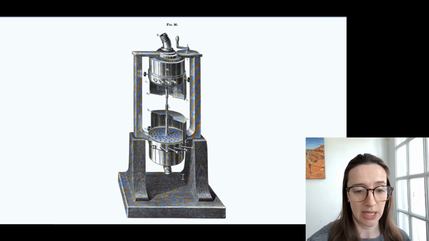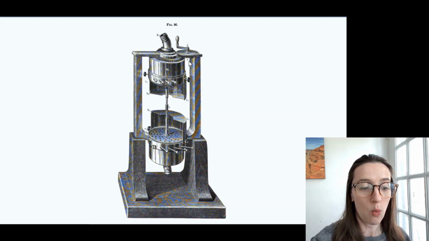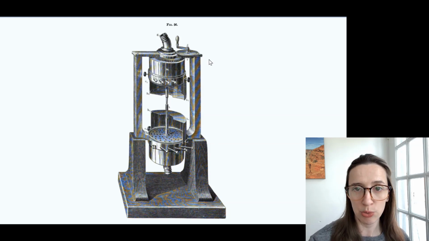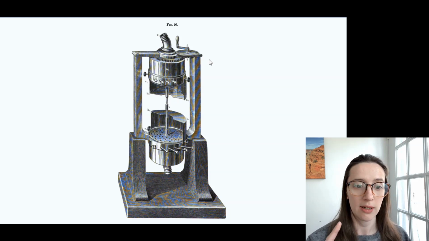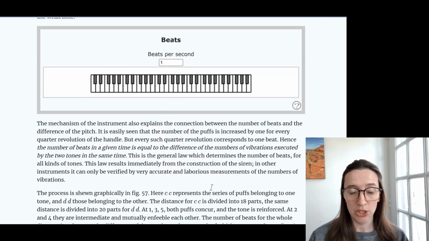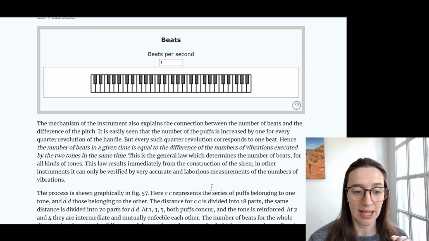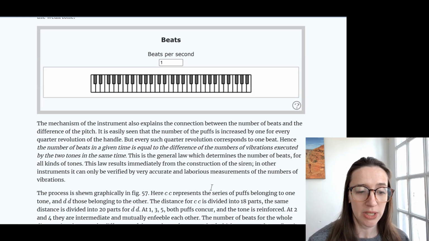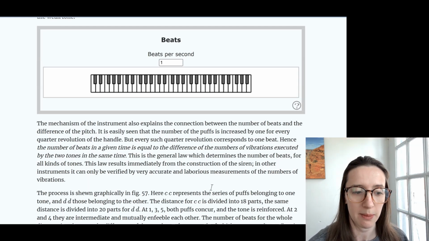If we think about it physically, by turning the handle 1 rotation, we're bringing it through the 4 positions where the tone was stronger and then weaker because of the phase difference. And that makes us hear 4 beats. 1 rotation in the opposite direction of the disc means that the upper siren is getting 4 more puffs than the lower siren. Hence, the number of beats in a given time is equal to the difference of the number of vibrations executed by the 2 tones in the same time.